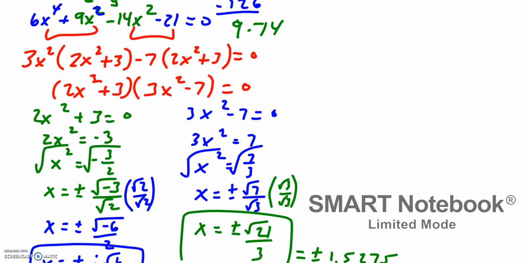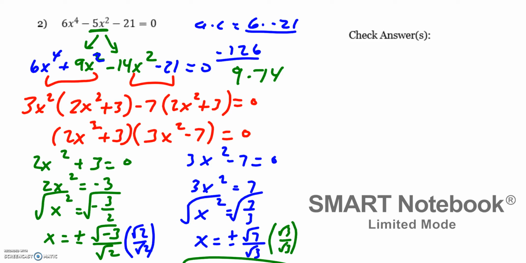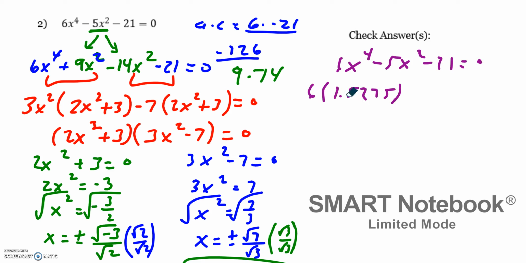So if I'd like to check, I'm going to use the original equation, 6x to the fourth minus 5x squared minus 21 equals 0. And so, if I plug in 1.5275, raise that to the fourth, subtract 5 times 1.5275 squared, and subtract 21, my answer should be 0.